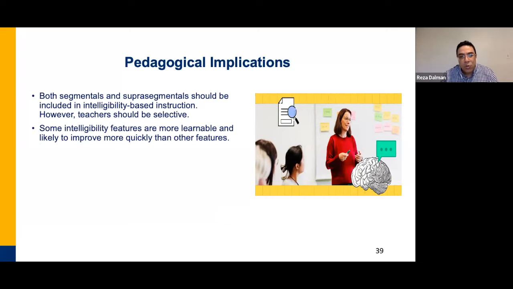And also, some intelligibility features are more learnable and likely to improve more quickly as a result of instruction. The finding of pronunciation analysis showed that some features like lexical stress, prominence, and level tone choice improved after a short-term pronunciation instruction, 3 weeks of pronunciation instruction. On the other hand, some other features like fluency features, pitch range, rising and falling tone choice did not significantly improve from the pre to post test.